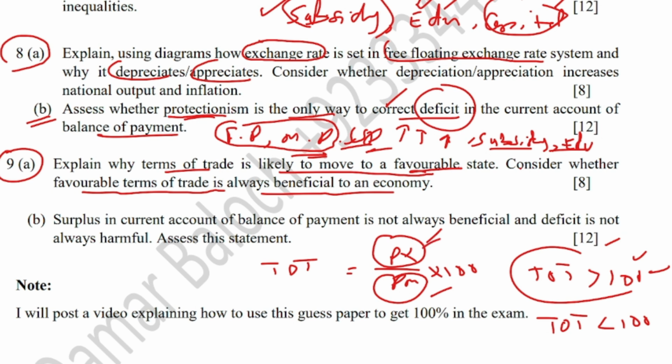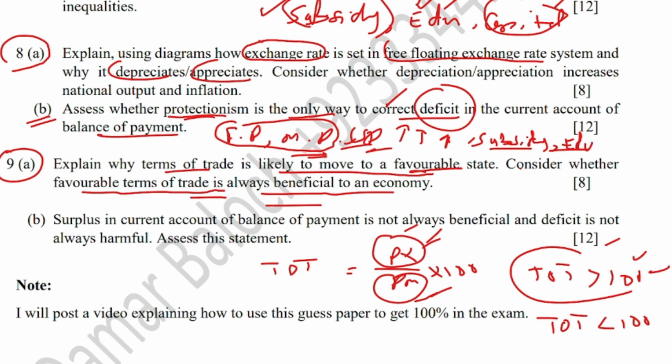The price of exports may rise because of high demand for exports, and the price of imports may fall because of lower demand for imports. Then you have to explain whether a move to the favorable state is always beneficial or not. In the short run it will be beneficial, because when your exports are expensive and imports are cheaper, you can benefit from this favorable terms of trade. Employment will increase, aggregate demand in the country will increase, and definitely economic growth will also occur.